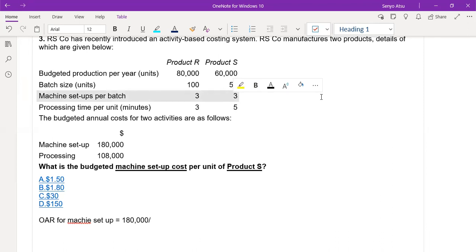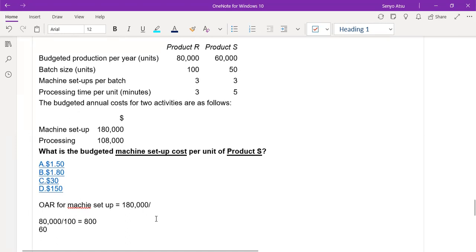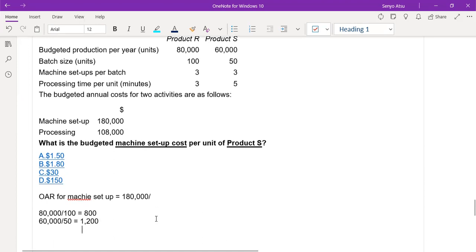Machine setup per batch. If I'm doing 80,000 units of product R and the batch size is 100, I'm doing 800 batches. And for product S, 60,000 units and the batch size is 50. I'm doing 1,200 batches. Apologies for that. So in all, I am doing 1,200 plus 800, 2,000 batches.